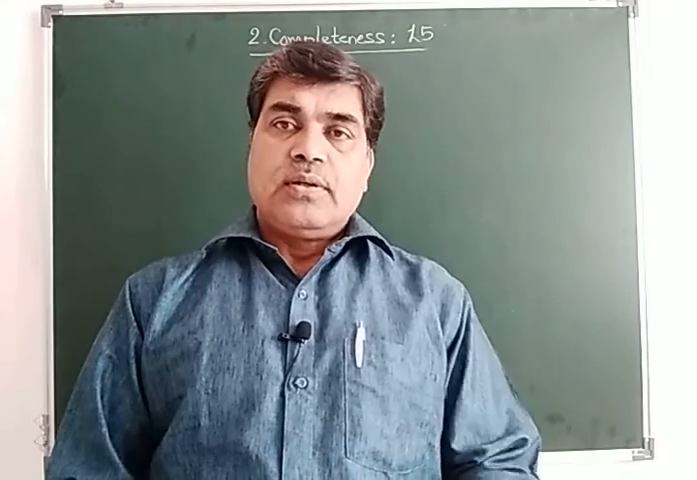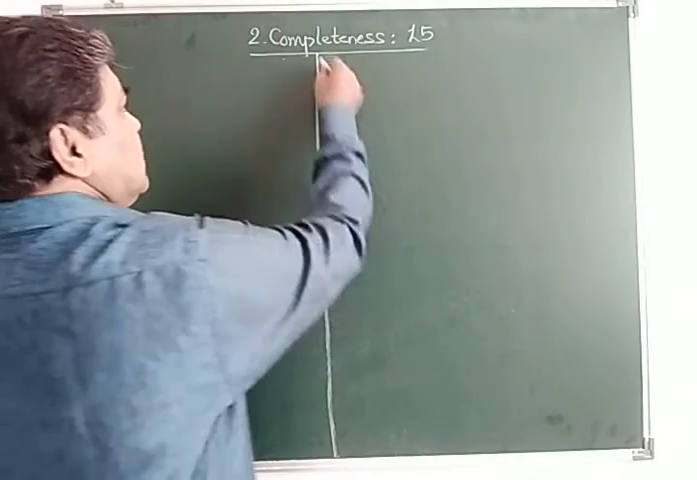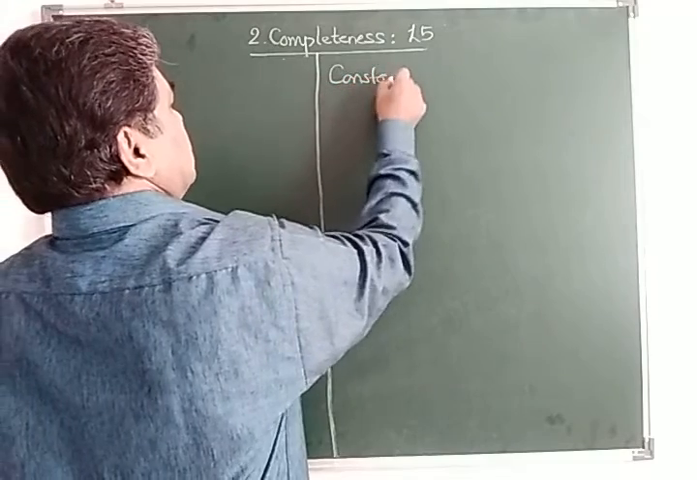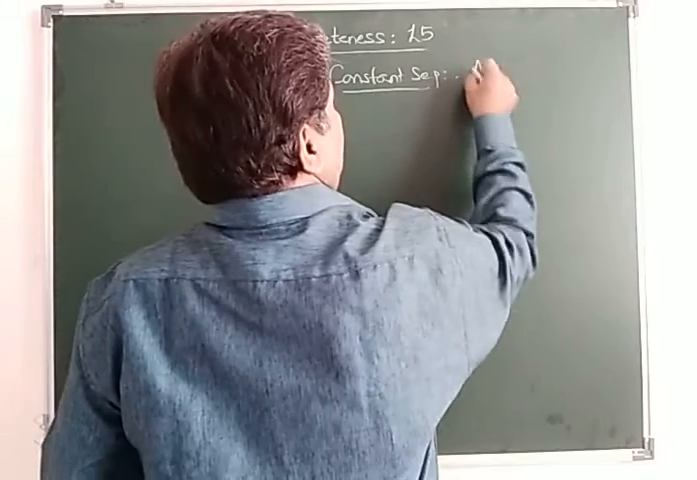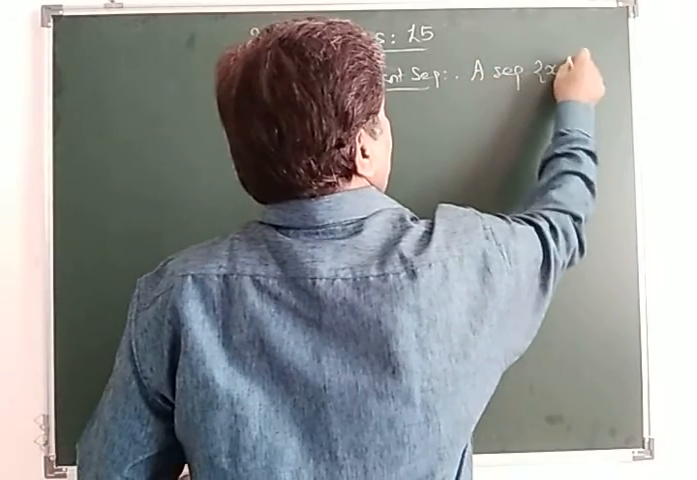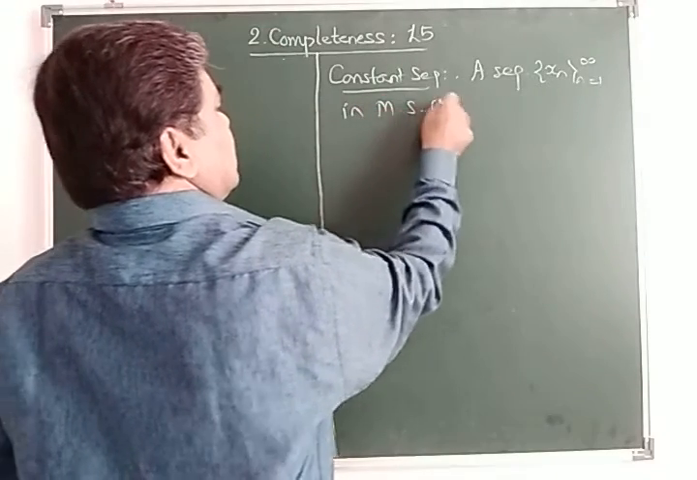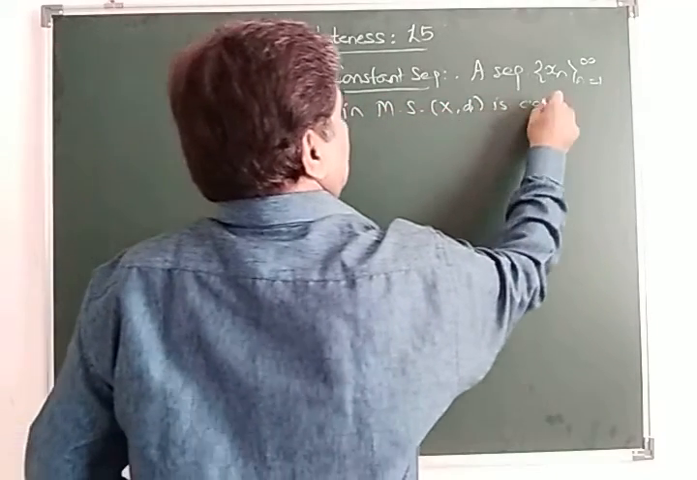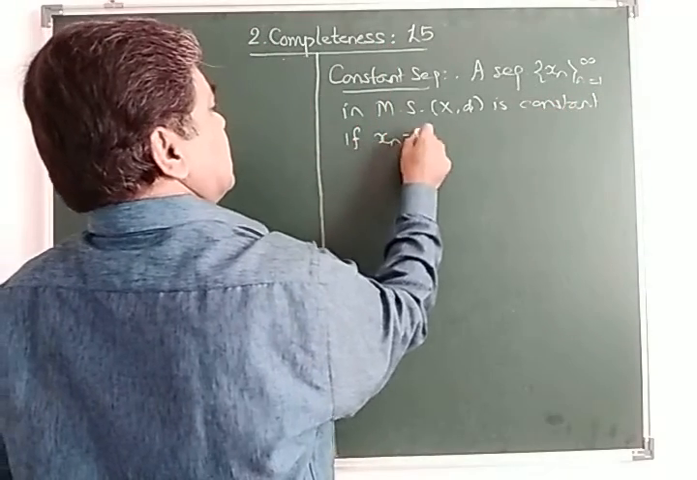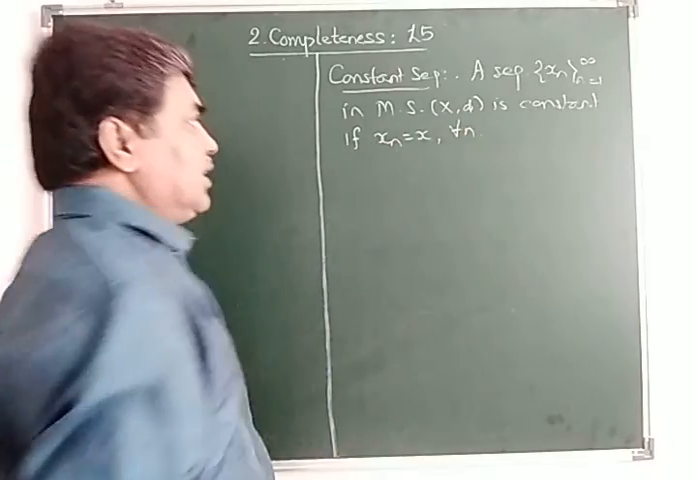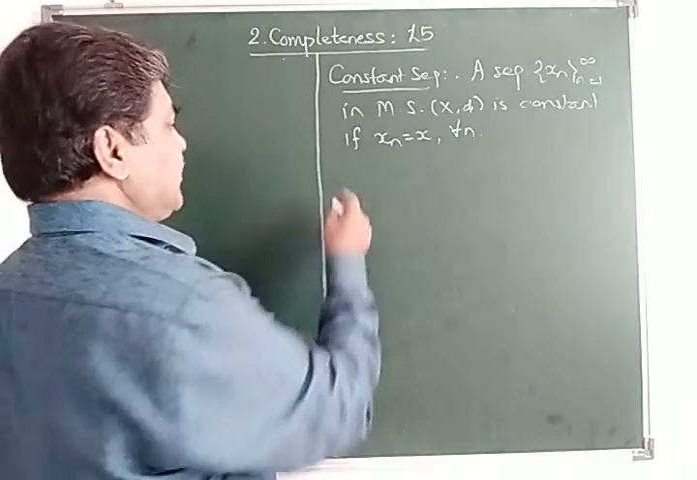So firstly, we'll see what is meant by constant sequence, eventually constant sequence. So what is a constant sequence? A sequence xn, n equal to 1 to infinity, in metric space (X, d) is constant if xn is equal to x for all n. If all terms of that sequence are the same, then that sequence is called a constant sequence.